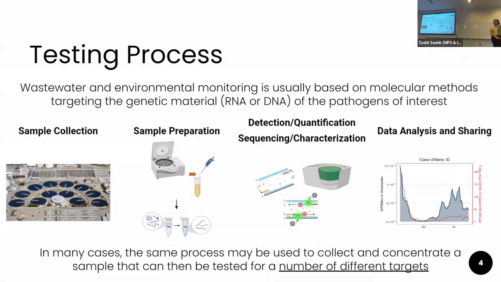The basic testing process is that we're typically using molecular methods to target genetic material of the pathogens of interest. So we're not usually culturing these bacteria or viruses to look for viable pathogens that are going to be passed on. This is really an indicator of what people are infected with. So sample collection happens very often at the utility level where wastewater is treated before that water is discharged back into the environment.